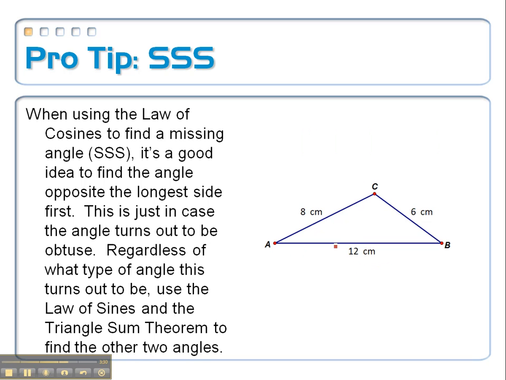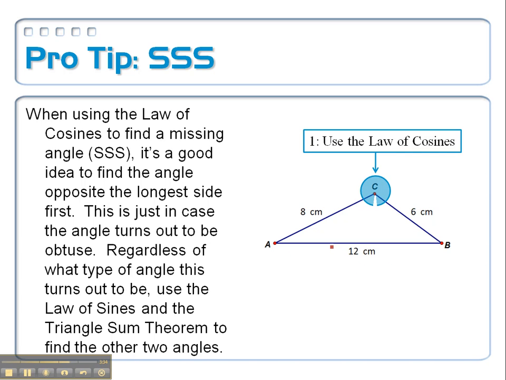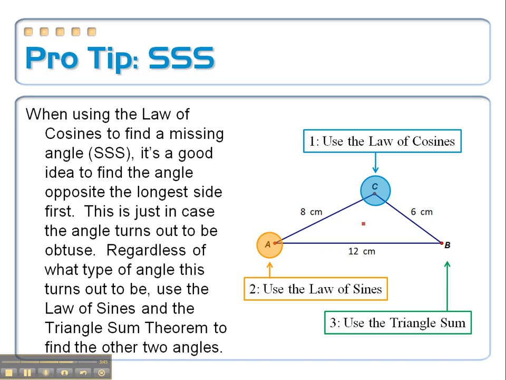Oh man, I went backwards. You don't have to use the law of cosines on that one anymore. Now you can use the law of sines to find that one. Once you have these two angles, just use the fact that all three of them have to add up to 180 degrees in order to find the third.